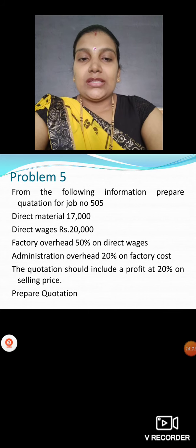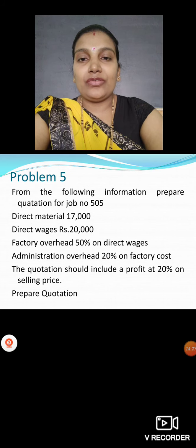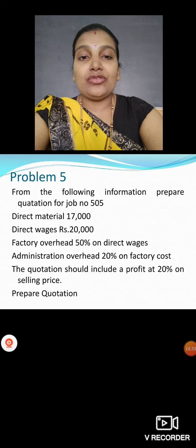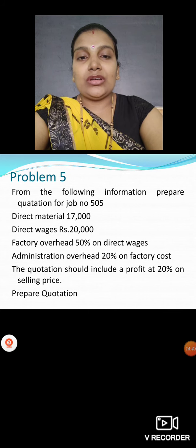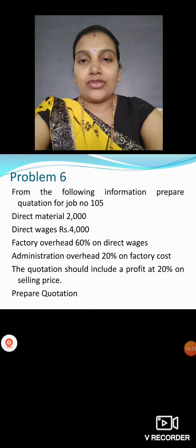Okay. The next fifth problem you have, from the following information, prepare quotation for job number 505. Direct material they have given 17,000, wages you had 20,000, and factory overhead 50% of direct wages means 50% of 20,000 you should take. Then administration overhead 20% of factory cost means works cost it is. Then quotation should include profit of 20% on selling price means profit you should add 1 by 4 here also.